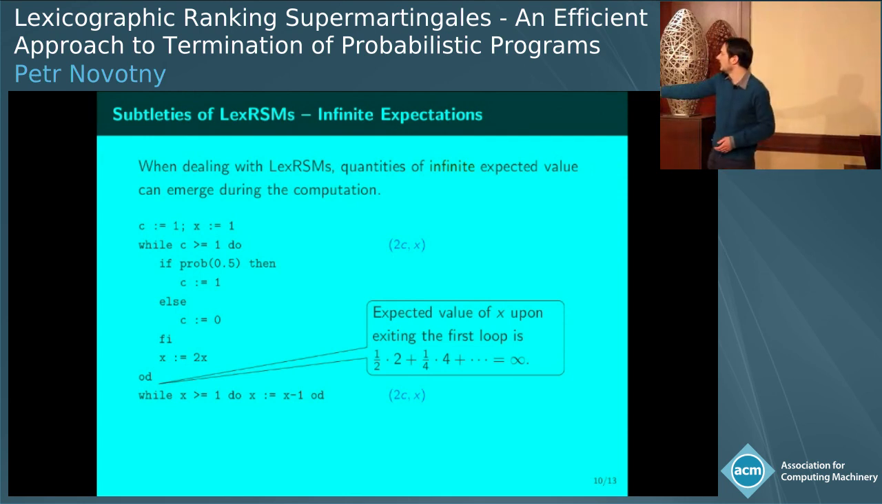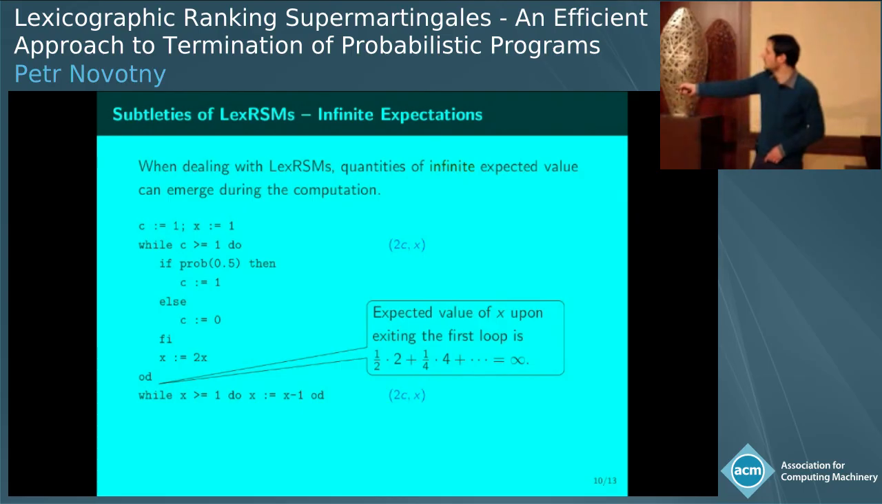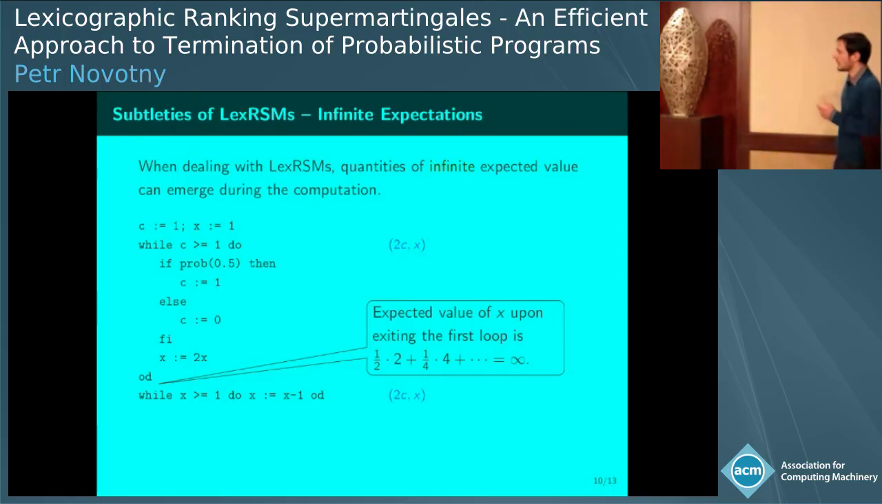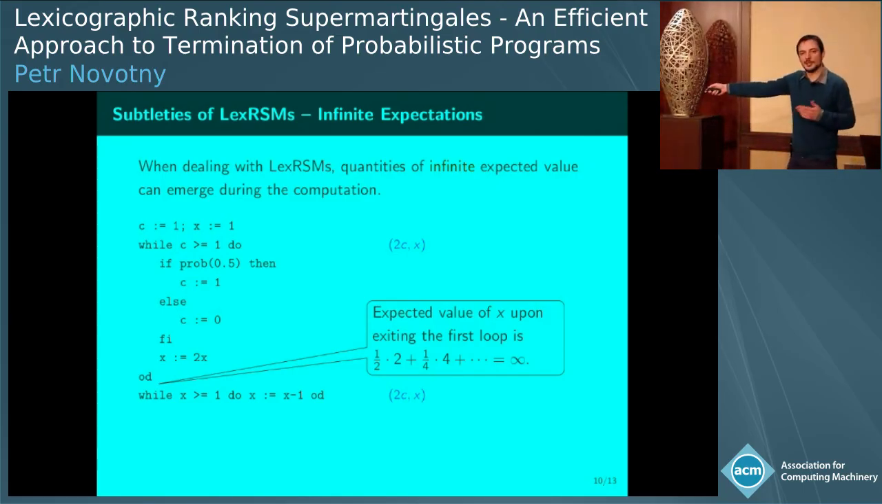Because it's equal to 2 with probability 1/2. This corresponds to exiting the loop after the first iteration, to 4 with probability 1/4, and so on and so on. And this sums up to infinity. Now in the second while loop, we simply deterministically decrease the value of x. This program does terminate almost surely, because each individual loop also terminates almost surely.